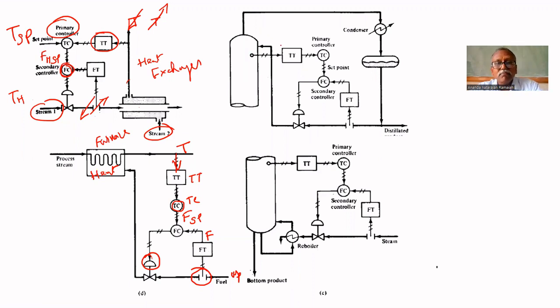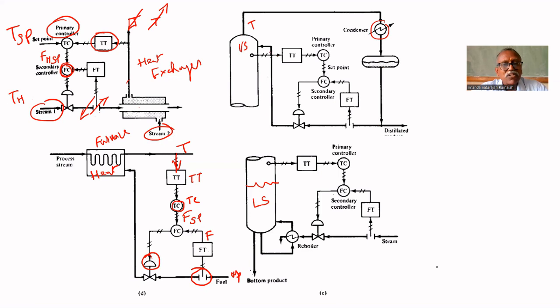The third one is the distillation column. In the distillation column, the boiling point of the top product will be lower than the boiling point of the bottom product. That's why the bottom product will be in liquid state. This will be in vapor state. It is taken away and condensed by this condenser. So you will get it again in the liquid state.